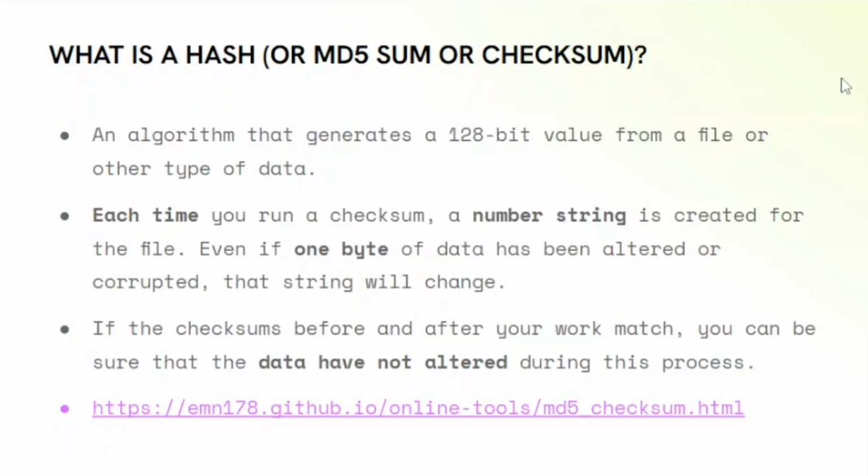But what exactly is a hash, or people also call it an MD5 sum or a checksum? Basically, it's an algorithm that generates a 128-bit value from a file or other type of data. And each time you run this checksum, this hash is going to be a number string created for this specific file. And then, even if one little byte of data has been altered or corrupted for some reason, then when you do a checksum again, the number string is going to change.